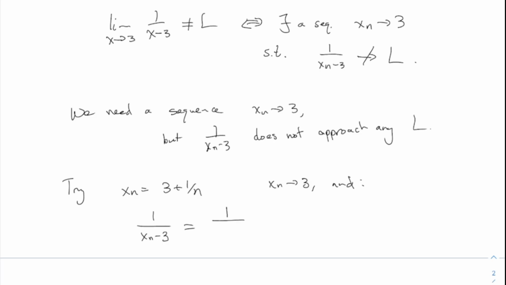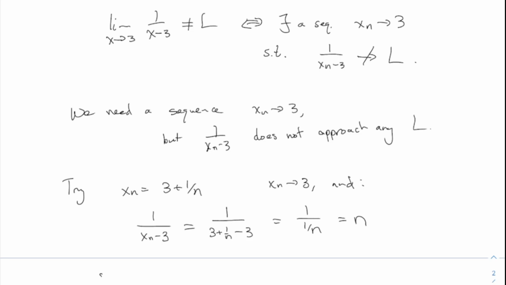Okay, plug it in. It's 1 over, xn is 3 plus 1 over n. So down here it's 3 plus 1 over n minus 3, right? I plugged in my formula for xn. What happens there? My goal is to demonstrate that this does not approach any limit. Is that really true? I think I can cancel the 3's, and I get 1 over 1 over n, which is n. This is like my other favorite sequence. n. Does n, just the sequence n, have a limit? No, it does not. It is unbounded.